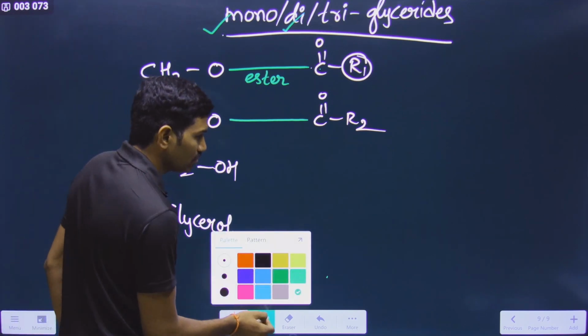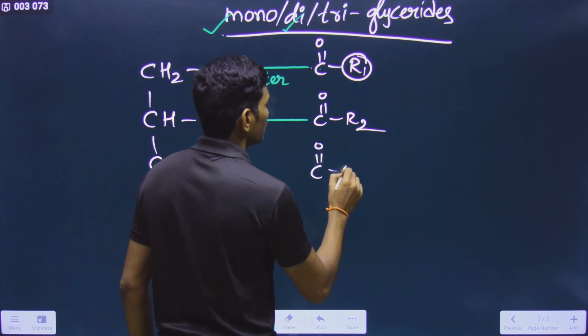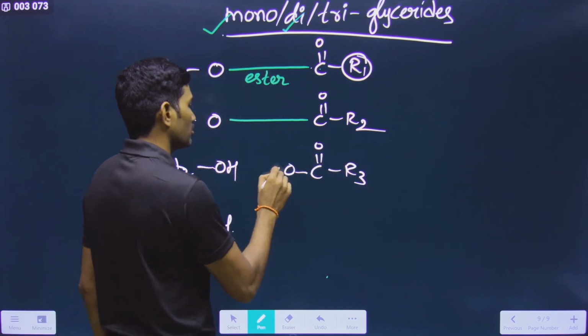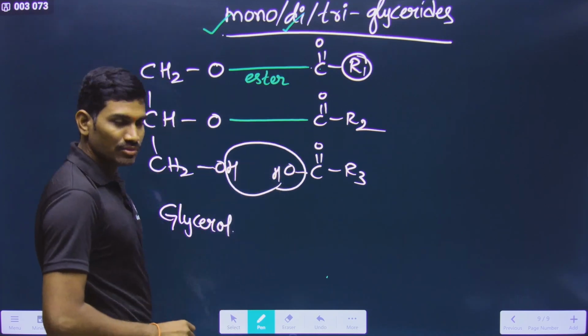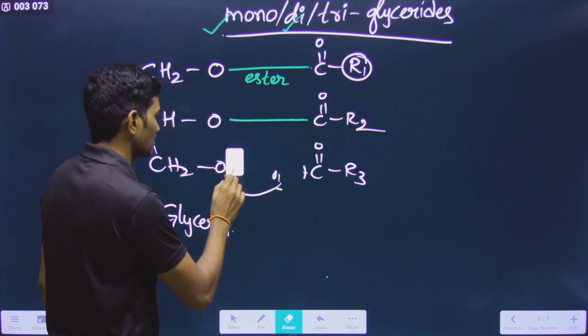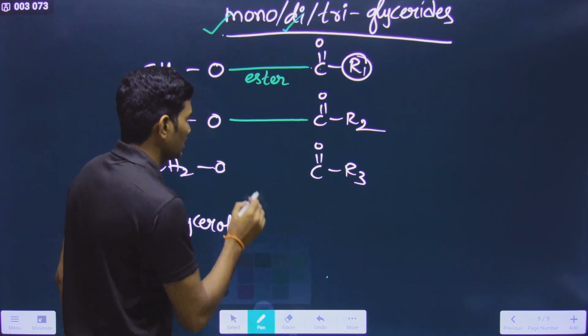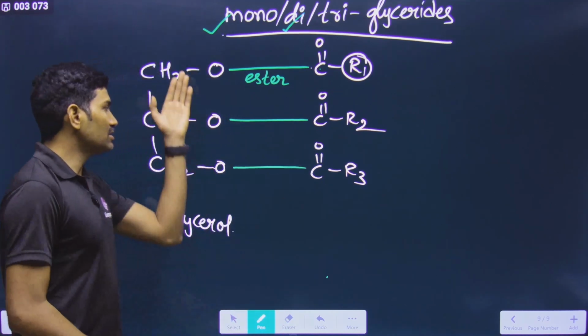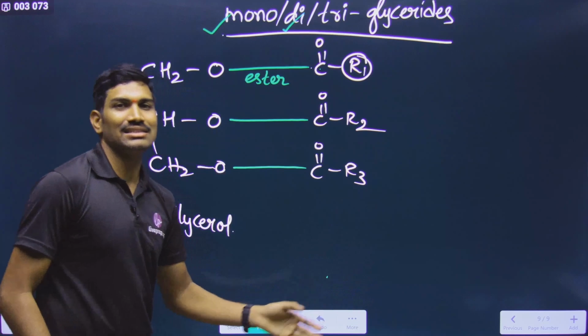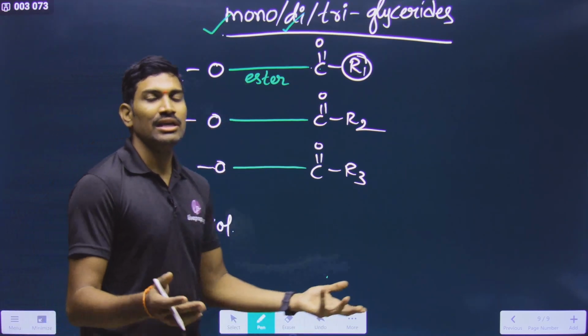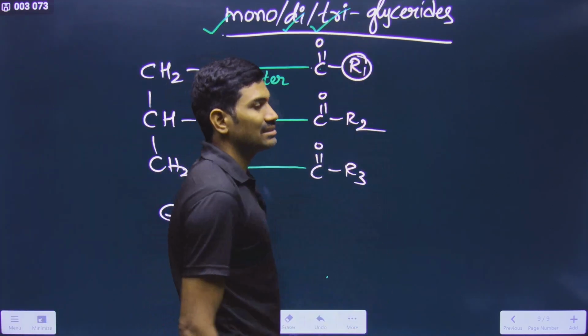And now we will add one more. If a third one is also attached, here also a water molecule is removed. Same process. And now here also an ester bond is formed. On the single glycerol, if 3 fatty acids are attached at 3 different positions, it is called triglyceride.